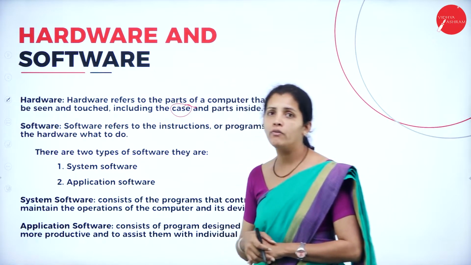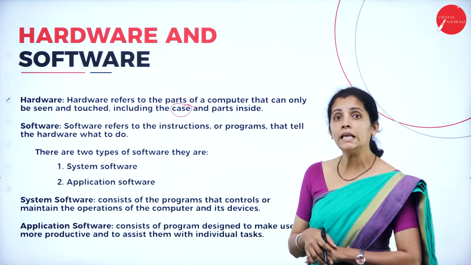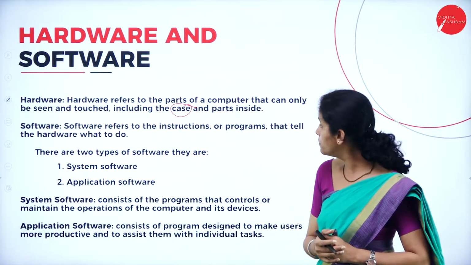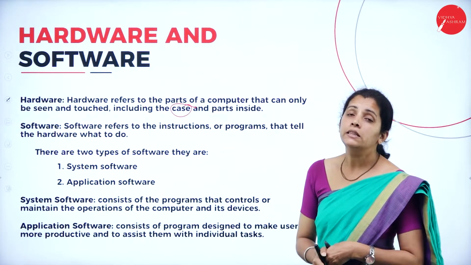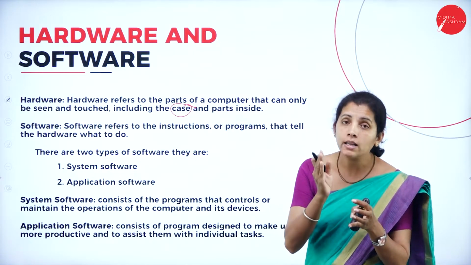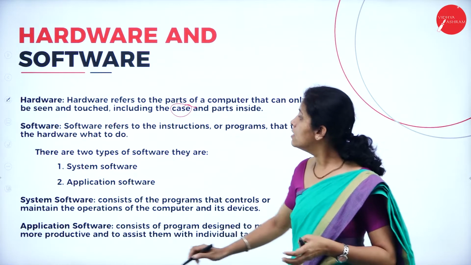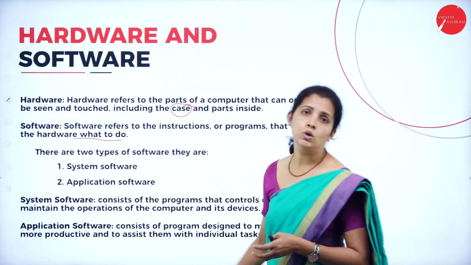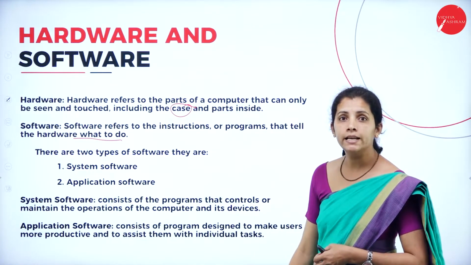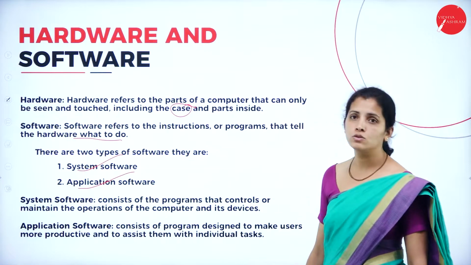And what about software? Software means what? Software is nothing but the instruction or group of instructions, or nothing but the computer program, and that instructs the hardware what activity it must perform. That is, it tells the hardware what to do. Now the software is categorized into two types: system software and application software.